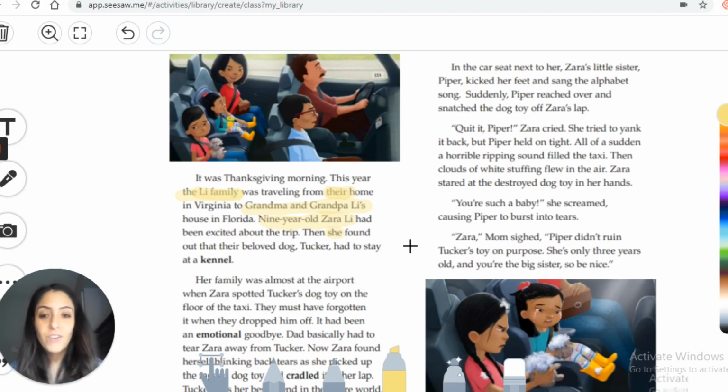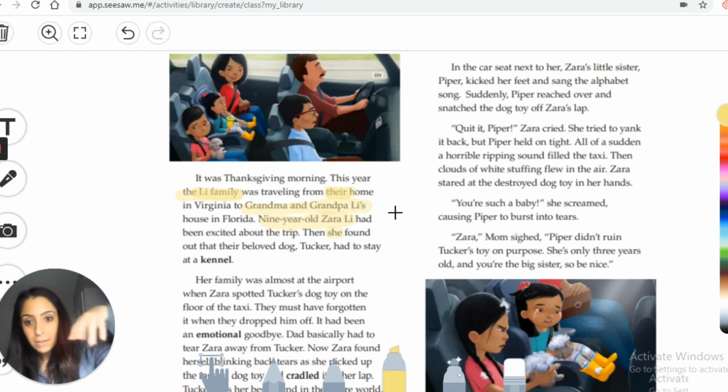Third person. Right. So this story is told from the third person point of view, right? So it's a narrator outside the story. And we could tell that from these keywords because this is the storytelling voice right here. It was Thanksgiving morning. That's the story being told. This year, the Lee family was traveling from their home. So it's somebody outside who's kind of looking down on the Lee family and telling us all about what's happening, right? They're talking about Zara. She's the main character. So she's not the one telling us the story like Peter. So this isn't first person. This one is third person.